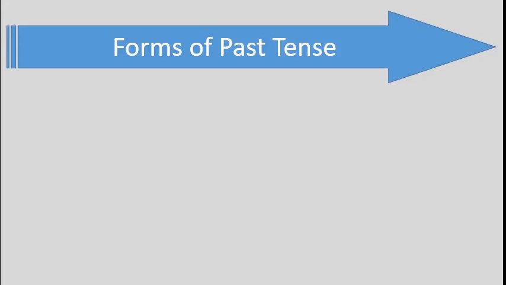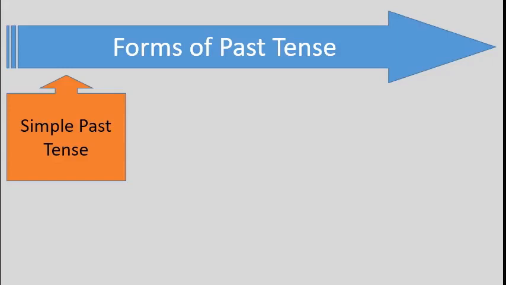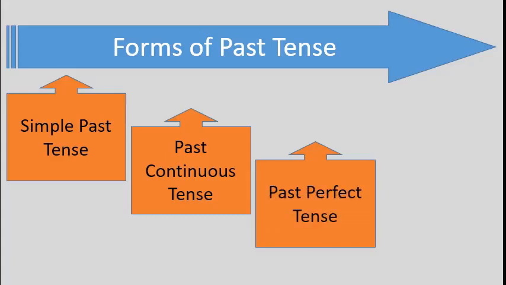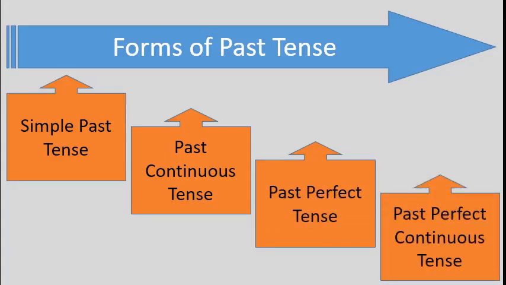Same as with past tense. So let's see the forms of past tense. Number 1, past simple tense or simple past tense, or we can say past indefinite tense. Number 2, past continuous tense. Number 3, past perfect tense. And last, number 4, that is past perfect continuous tense.